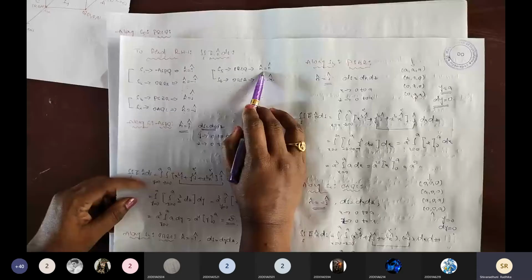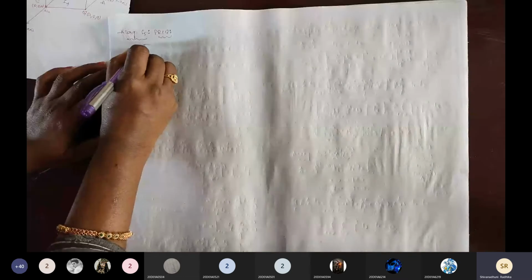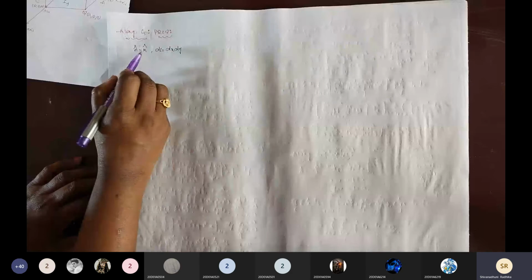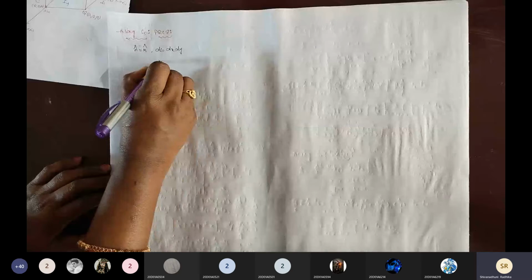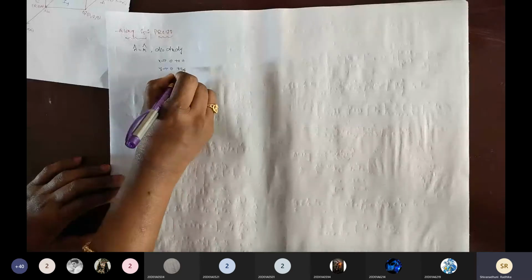So along the S5 surface, what is the unit outward drawn normal vector? n cap equals k cap, where k cap corresponds to the z axis. What is ds? Obviously dx dy. Leftover variables, and taking the limits, x is 0 to a and y is 0 to a.